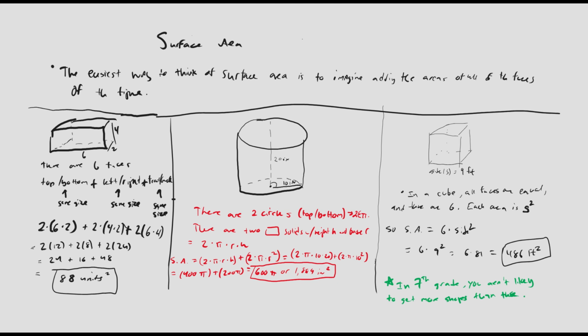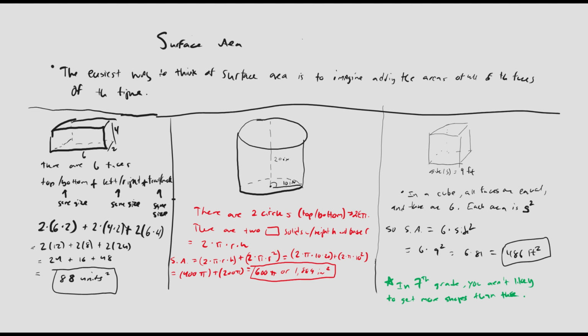The easiest way to think of surface area is to imagine adding the areas of all of the faces of a figure. When we think about faces, we're talking about the 2D figures that go into making a three-dimensional figure. So for example, the first thing we see there is that rectangular prism on the left. It has a bunch of different rectangles in it, right? Well, there's 6 faces altogether.